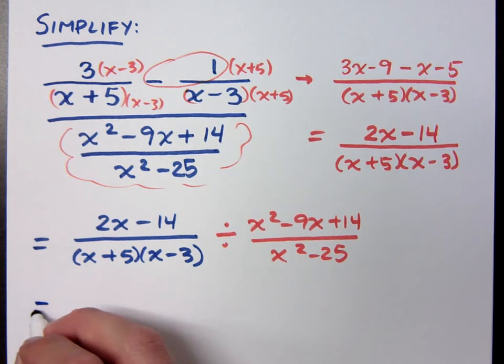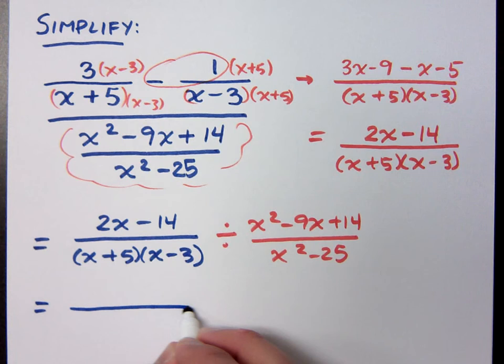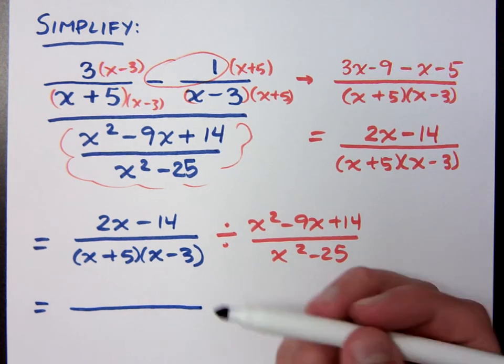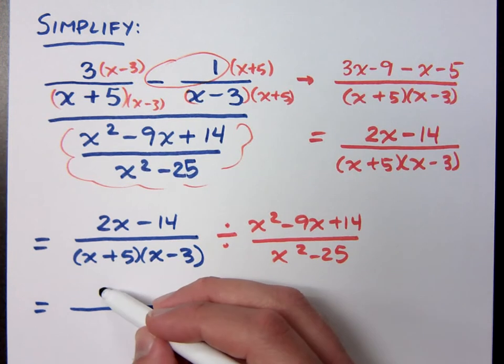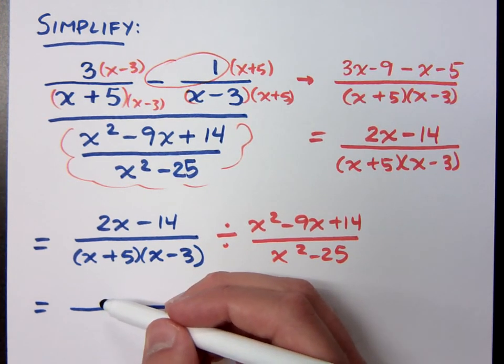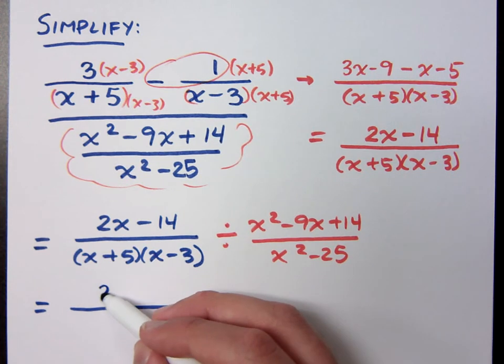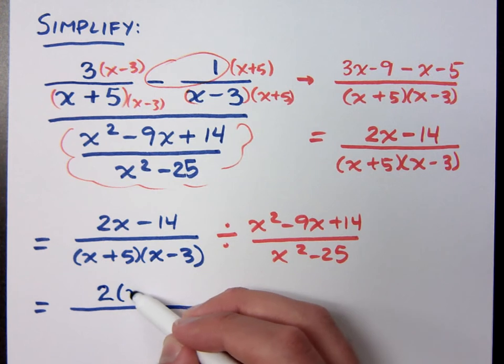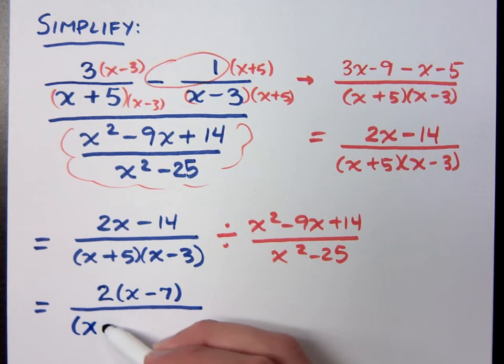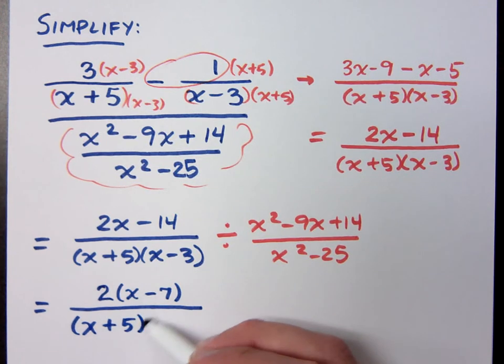Now there's still some more work to be done here, right? In this blue one, what can I still do? You can't divide the 2x by 14. I can take out a common factor of 2. And what do I have? X minus 7, and this denominator is already factored as x plus 5, x minus 3.